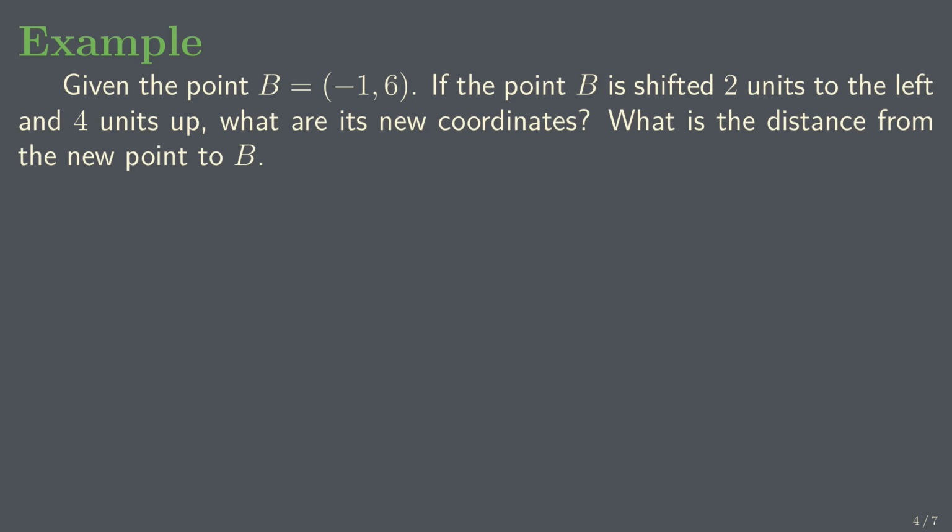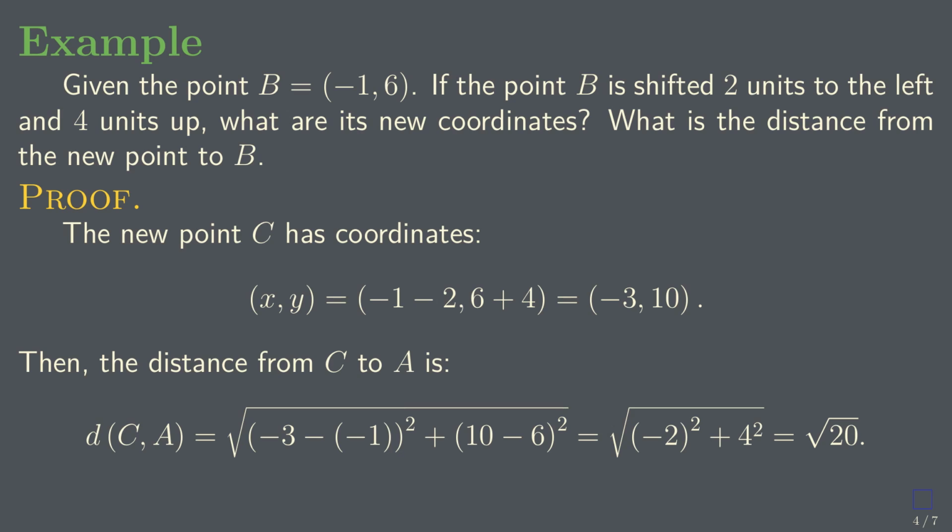Now another example, where B is the point with coordinates (minus 1, 6). If the point B is shifted 2 units to the left and 4 units up, the coordinates of the new point are computed as follows. Because we move B 2 units to the left, we take away 2 units from the x coordinate of B, and because we move it 4 units up, we add 4 units to the y coordinate, meaning that (minus 3, 10) is the coordinate of the new point C. We can also easily deduce the distance from C to A in this case, which is the square root of 20.